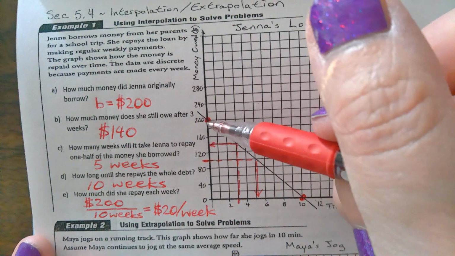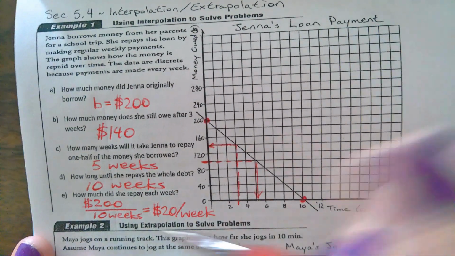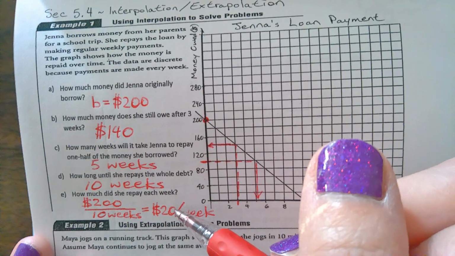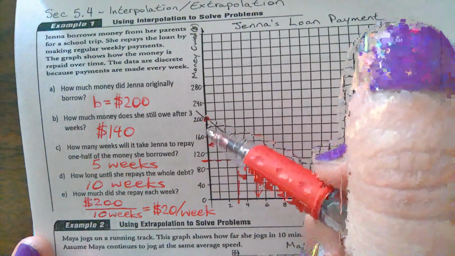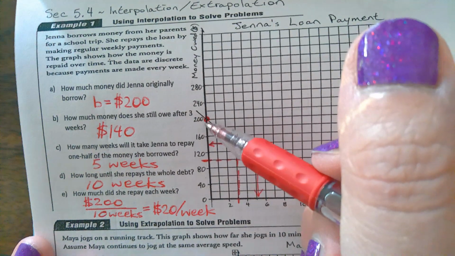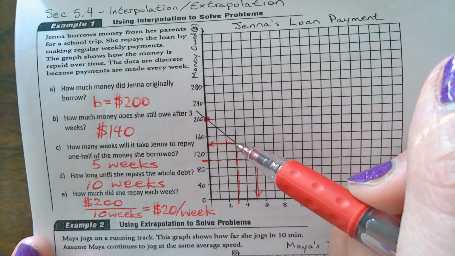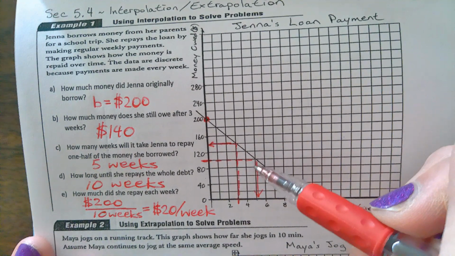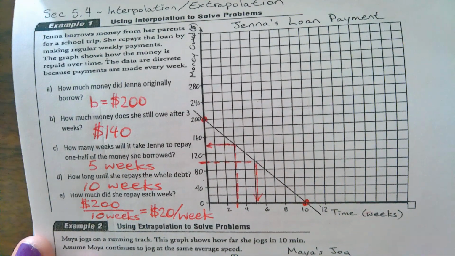So she borrowed $200 and it took her 10 weeks to repay everything. So when you divide it out, you'll get $20 per week. This is what Emmy was saying too, because if you take a look at your slope, your rate of change, you're going down 20, going down 20, going down 20 every week.